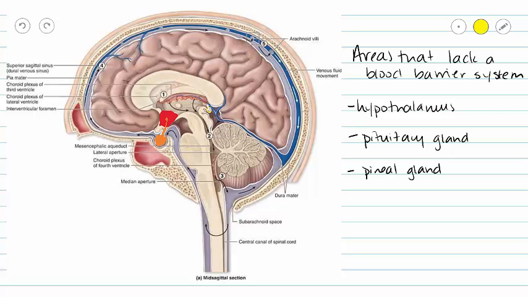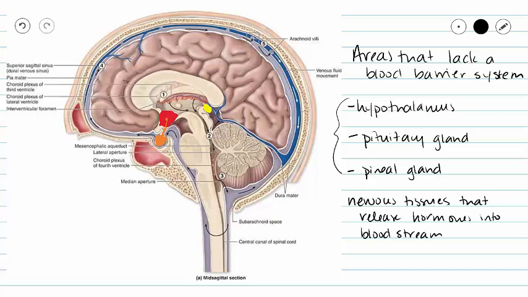Lastly, we have our pineal gland, which is located at the back of our epithalamus. And if you think about these three structures, the thing that they all have in common is that they release hormones into the bloodstream, and all of them are actually nervous tissues. In order for these areas to act as nervous tissues releasing hormones as part of our endocrine system, they need access to the bloodstream to push those hormones into the bloodstream.